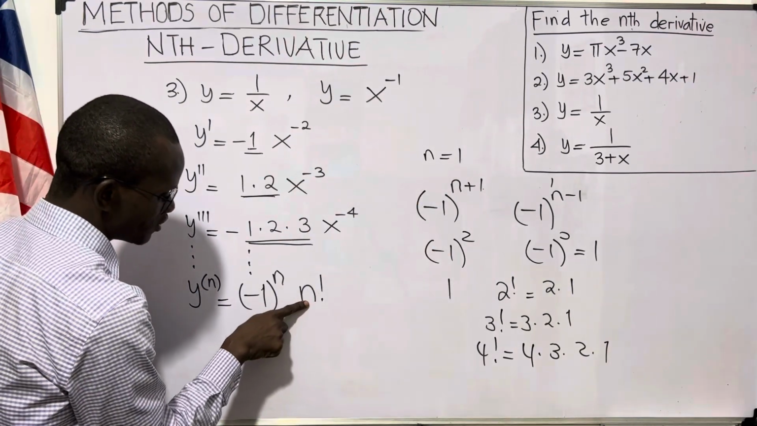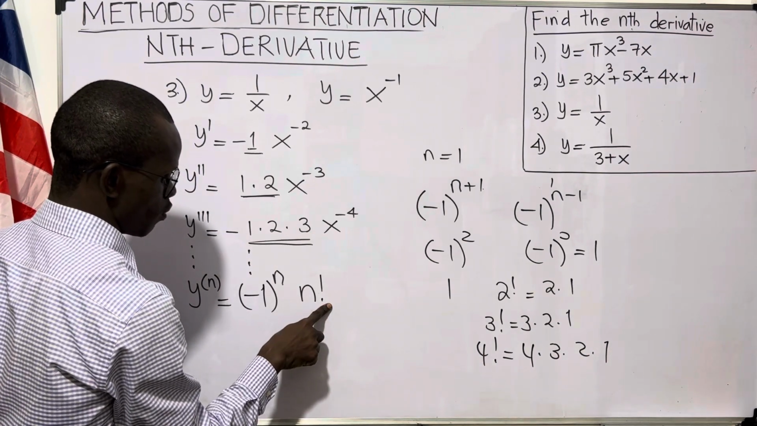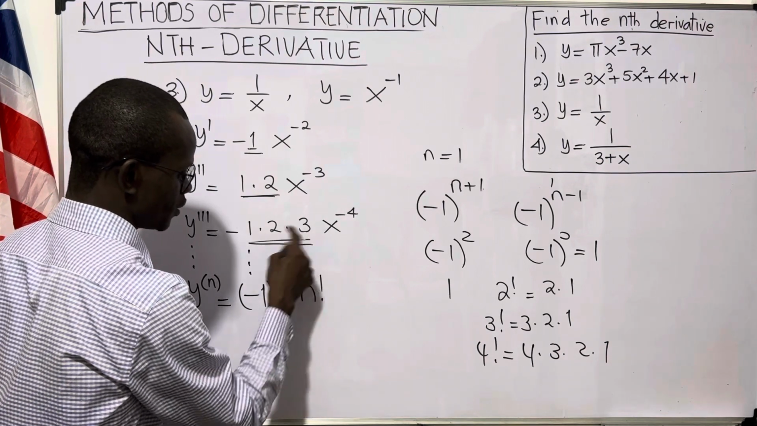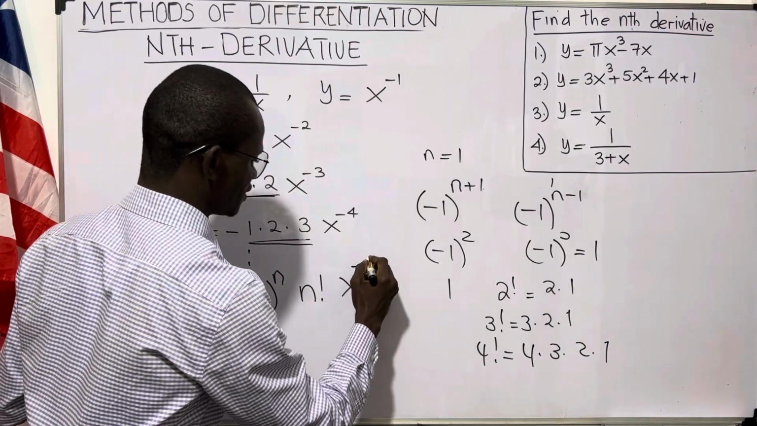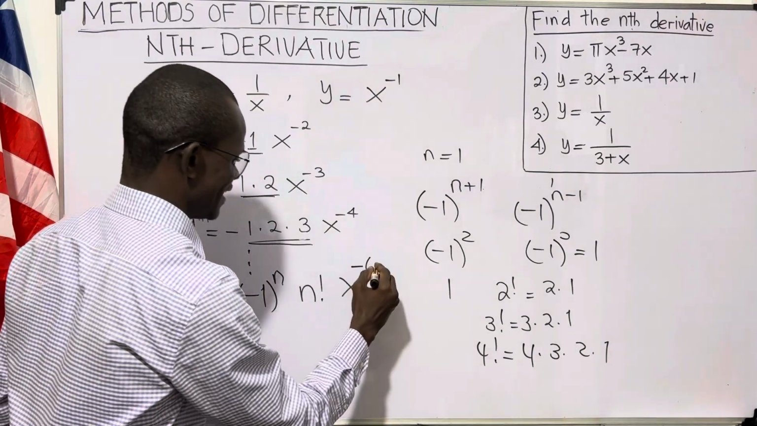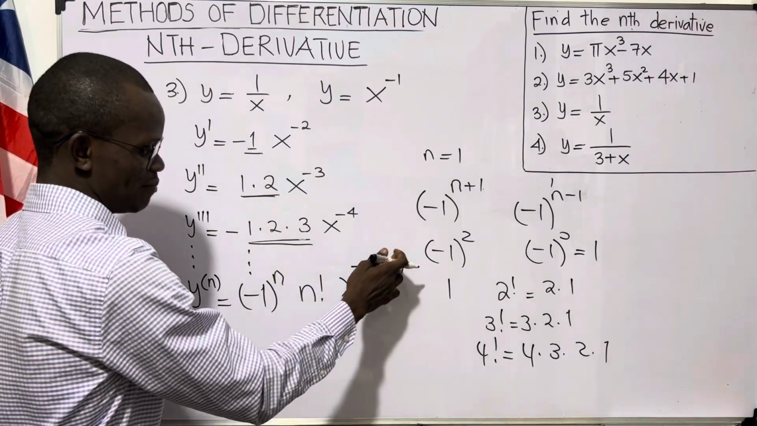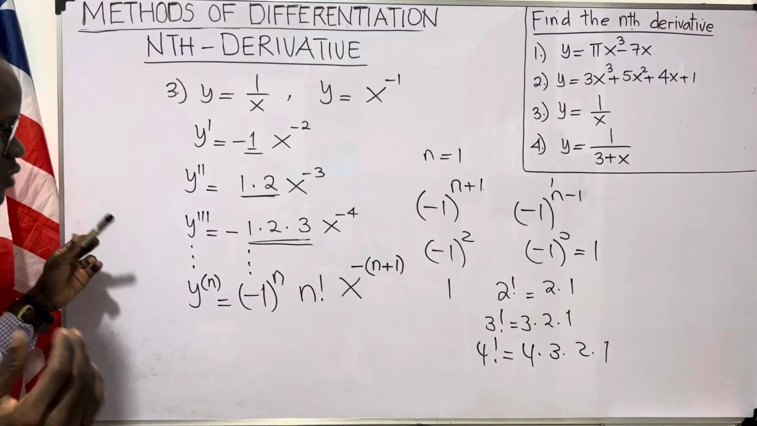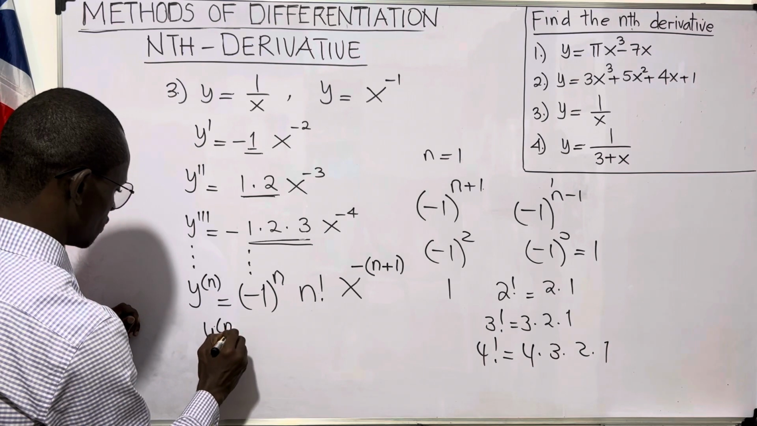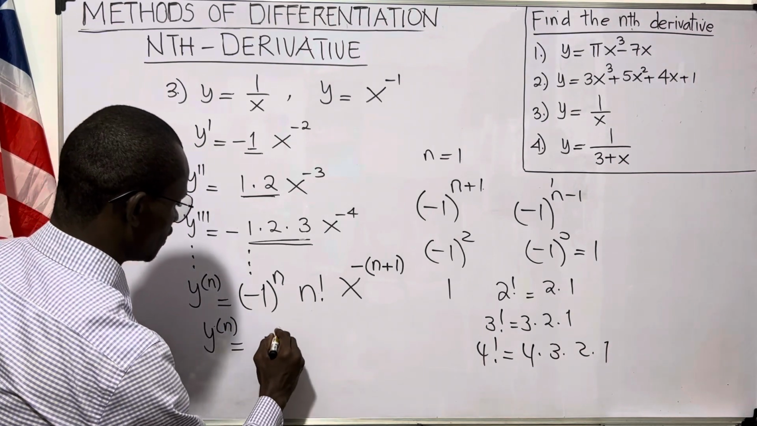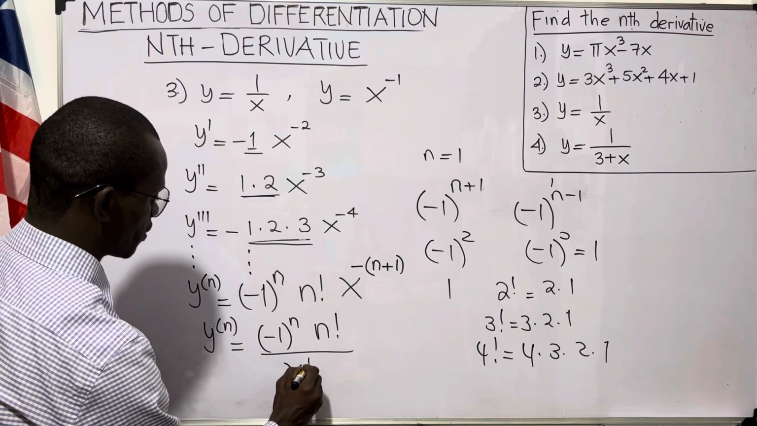So if you are considering this pattern to be n factorial, where n represents the highest value, it means that we should just say minus, because this minus is constant, right? And then we just add 1. So it's just to say n plus 1. Then we are done. But because this is negative, we can rewrite that as minus 1 raised to the nth power times n factorial, all over x raised to the power n plus 1.